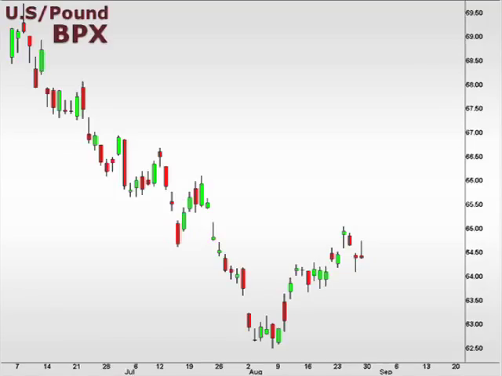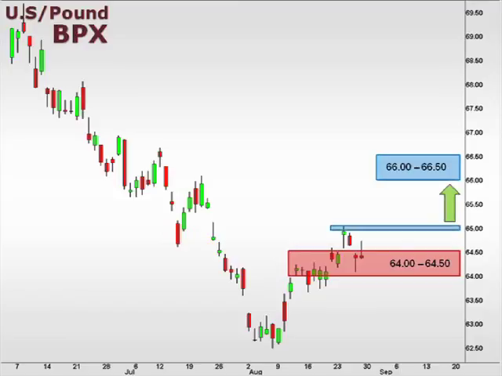Let's take a look at the U.S. versus the British pound as seen here in the ISE FX Options BPX. Now, we find the BPX also testing a key support level as the U.S. dollar is showing some signs of weakness against the pound. And we need to see a break back above 65 to yield an extended move higher into the 66-66.5 box.